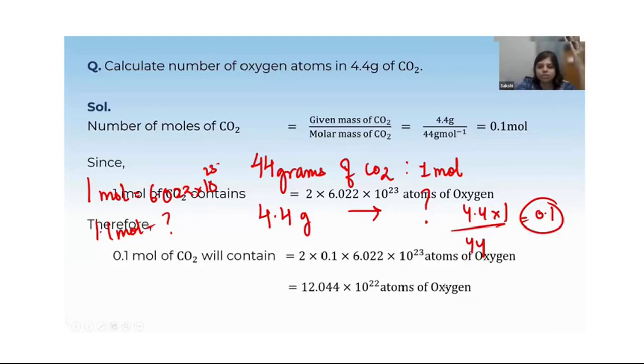So here you can see that 1 mole of carbon dioxide contains this much. But they're talking about atoms of oxygen. So there are two oxygens, right? What I told you was for calculating the atoms of carbon dioxide. This is calculating the number of oxygen atoms. Since there are two, there are 2 moles of oxygen for each mole, so 0.1 mole would have 2 into 0.1 into 6.022 into 10 power 23 atoms of oxygen. We are multiplying by 2 because there are 2 atoms of oxygen here, right? That is the reason. So we get 12.044 into 10 power 22 atoms of oxygen.